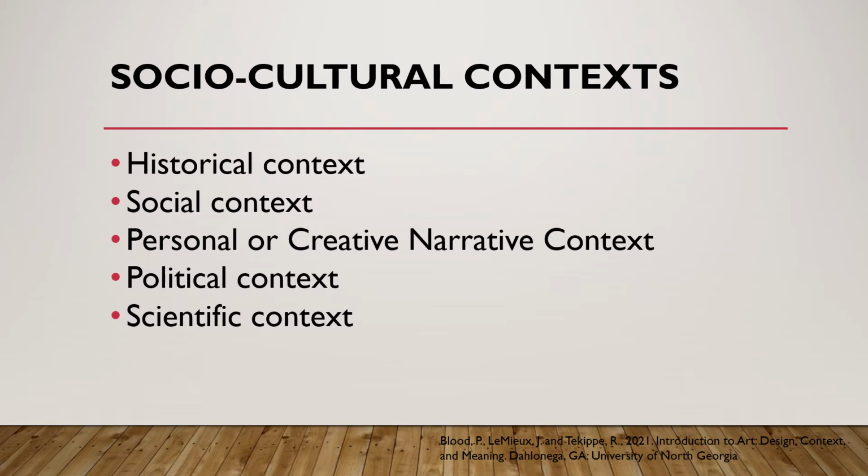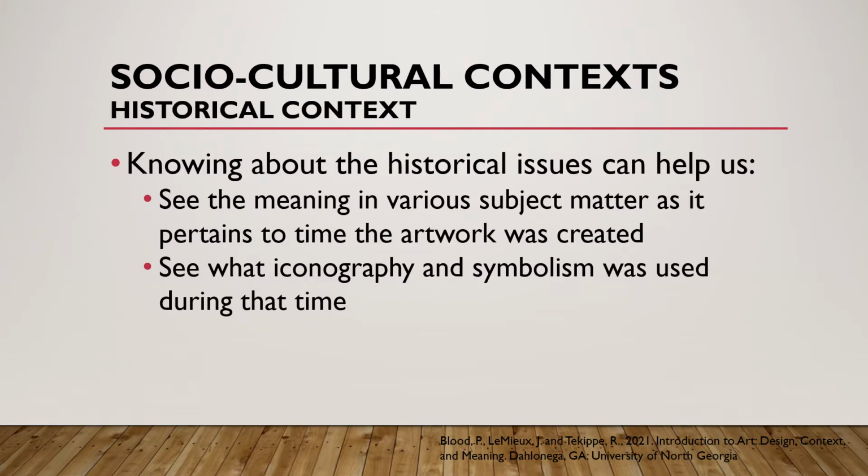There are 5 categories of sociocultural context that are explained in your textbook. Many of these overlap. There's historical context, social context, a personal or creative narrative context, the political context, and a scientific context. Things that happen to a particular culture at a particular time have a way of showing up in the artwork of that period. The compare-contrast explanation of the still life works that are in your book give you an idea of how similar subject matter can be interpreted completely differently.